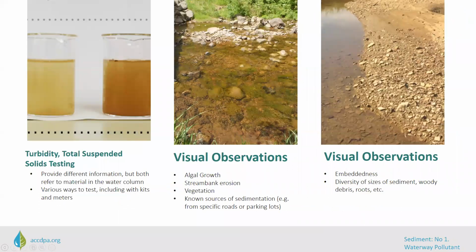For the citizen scientist in you, Amy covered the basics of monitoring and assessment in the previous webinar, but here's a little refresher. Turbidity and total suspended solids measure different things, but these both test particles in the water column. There are different methods for each of these tests. Some are more expensive or elaborate than others. And then we have visual observations. Keeping an eye on common indicators of overabundant sedimentation, including algal growth, a lot of fine sediment in the stream bed, or a lack of diverse sizes of sediment and woody stuff.